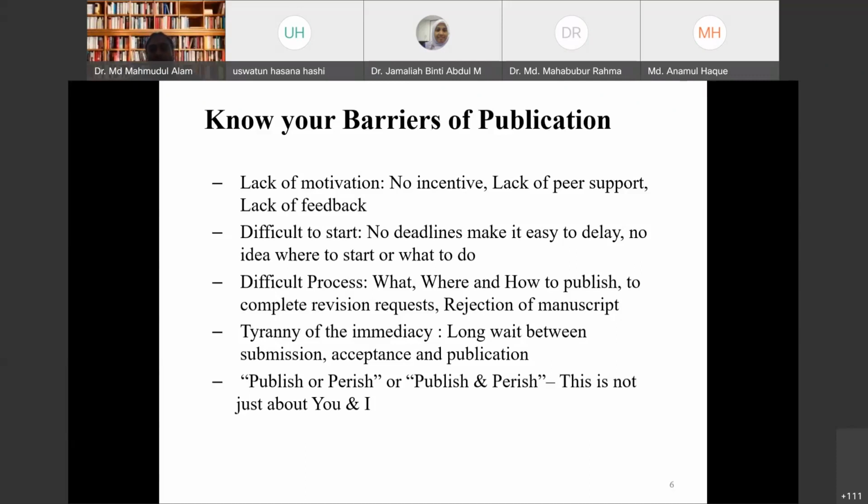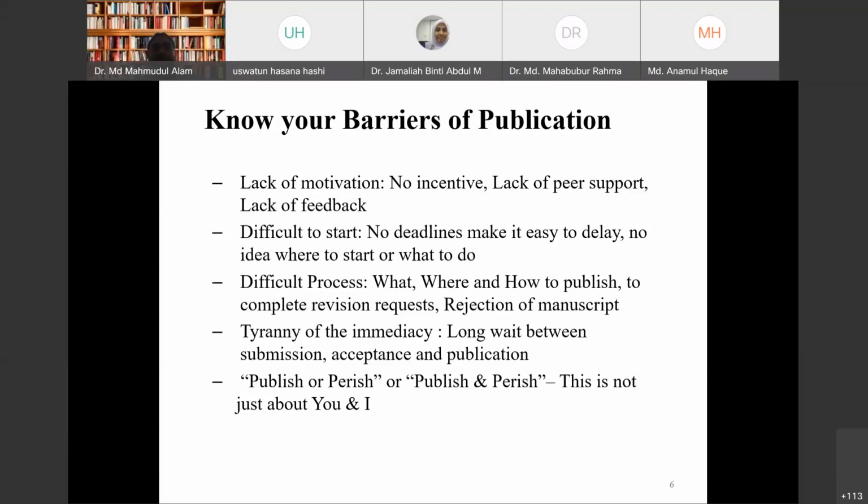And then comes the immediacy. This is a very bad thing. It's a real emergency. I need the article by this month because I am applying for the promotion. I need the article by December because this is KPI. I need to submit it now because my project needs to close. I need to submit it now or publish it now within this timeline. Otherwise, I cannot submit my thesis.